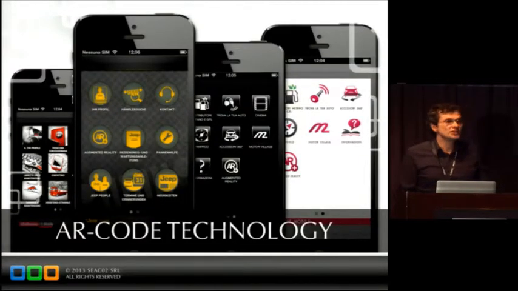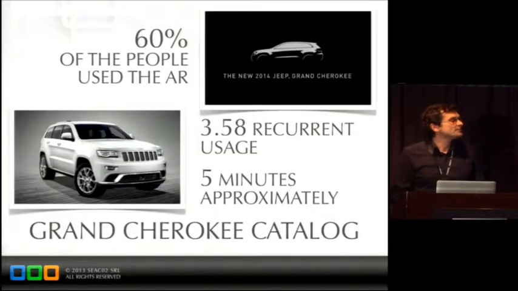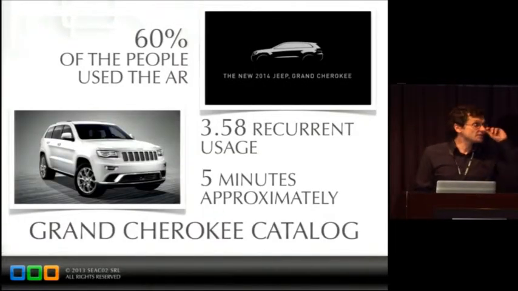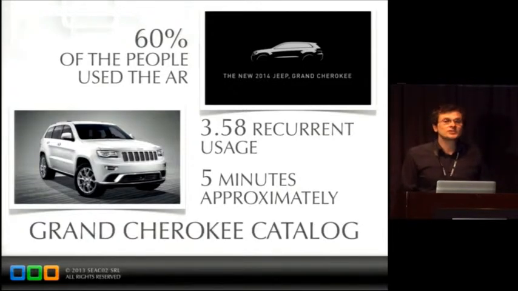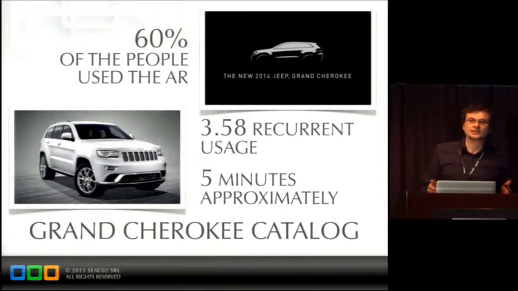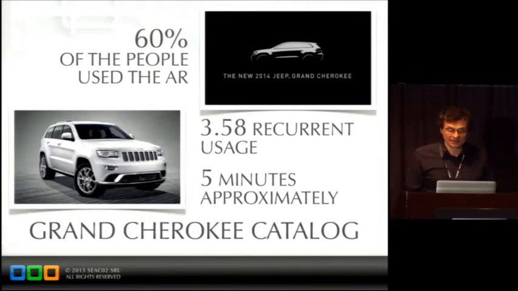This is the home page of the customer care application, and that is the experience that we did for the first launch of Jeep. They published the catalog of the Jeep Grand Cherokee during the Geneva Show Expo this spring. They delivered the pre-catalog; the official catalog is going to be out at the end of June. And 60% of the people that got the catalog used augmented reality. All of them used the augmented reality feature in the catalog 3.5 times on average, and they spent about 5 minutes on each page that was actually interactive.